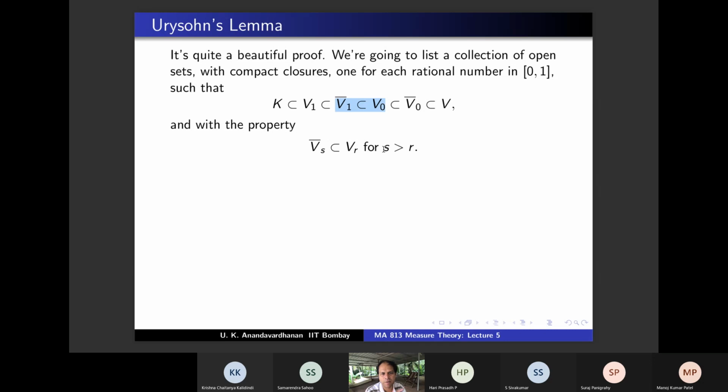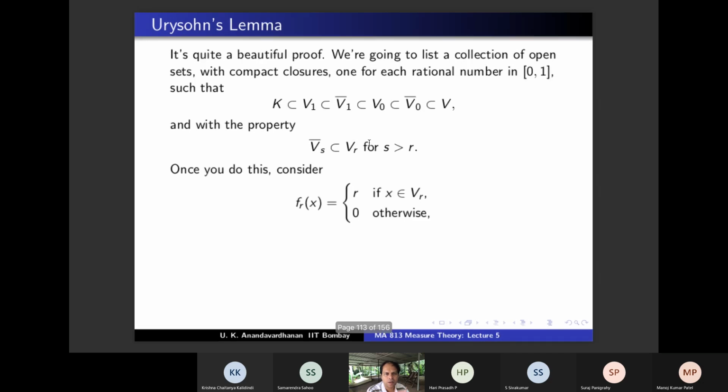And this is the property. Whenever S is bigger than R, VS bar is contained in VR. Okay. Suppose you have constructed this. This is the first thing that we should do. You have to construct open sets whose closures are compact with this property. Whenever you have a bigger number, the appropriate open set's closure is contained in the other one.